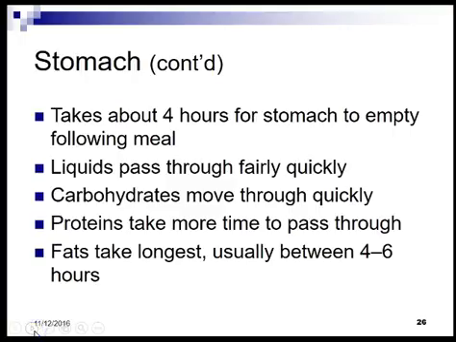Now, the stomach takes about 4 hours to empty after a meal. Liquids will pass through more quickly. Carbohydrates move through rather quickly. That's more of your simple carbohydrates, especially. Proteins may take a little bit more time to pass, and then fats take the longest, usually about 4 to 6 hours. Now, this is part of the reason that fat is important to our diet, because fat helps make us feel fuller longer, but it's got to be the right kind of fat.